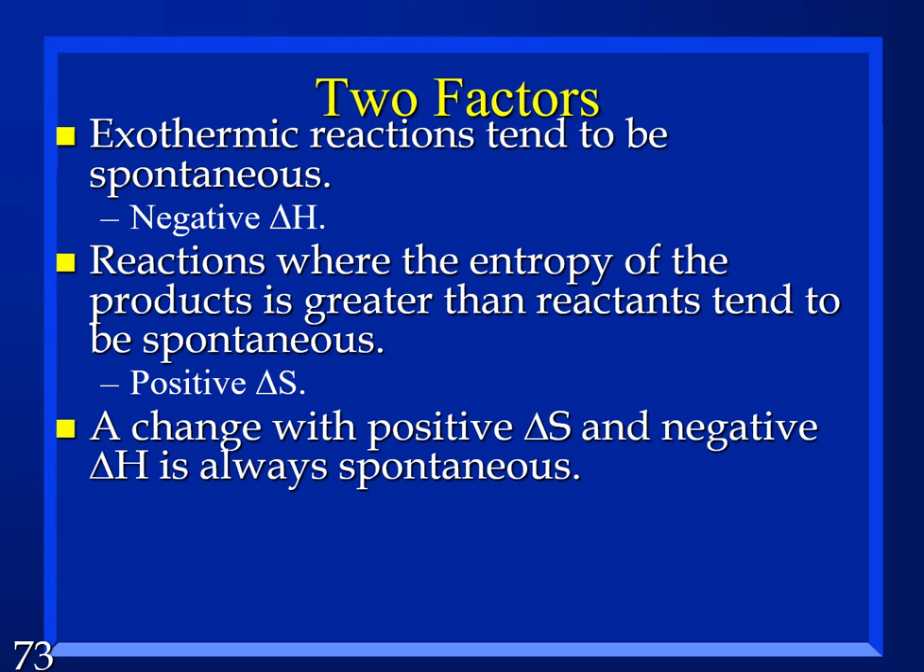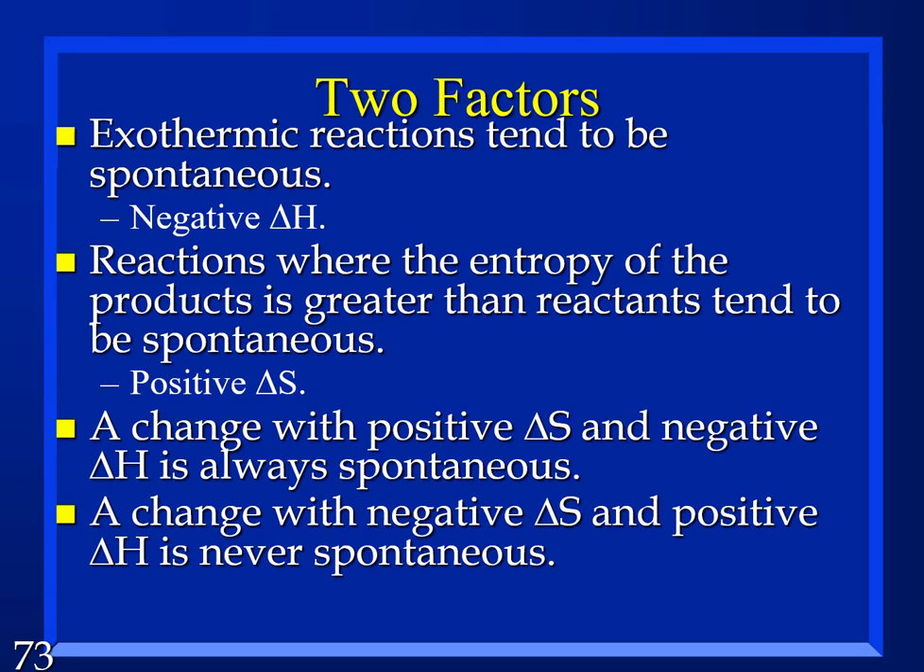Okay. So a change with positive delta S and negative delta H is always spontaneous because it's got both things in favor of it happening. Heat makes it happen, entropy makes it happen, it's going to happen. If everything's in favor of it happening, it's going to happen. A change with the opposite signs, a negative delta S and a positive delta H, is never spontaneous. If you want that to happen, you have to do something else to it. You have to put energy into it. Usually that is how you make it happen.